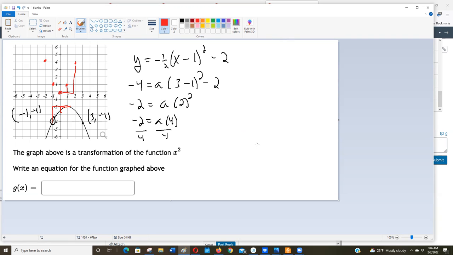When we start studying polynomials in chapter 3, this solving for a method works really well. In fact, that's how you want to do it. And it works here too, because a parabola is just another polynomial. All right, hopefully that helps.